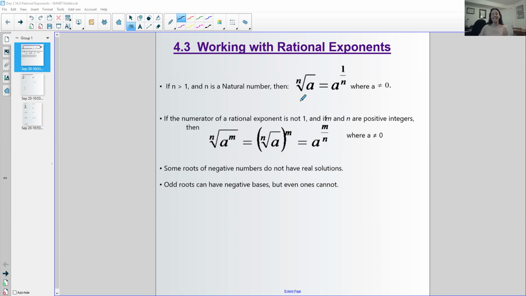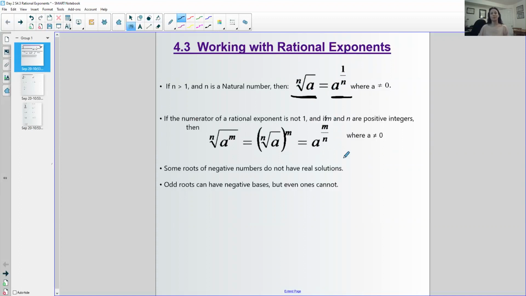It is essentially saying that we can write any radical or root as an exponent or as a power where the exponent is a fraction. So something with a root sign, if this is a 2, would be a to the exponent 1 over 2. If this was 3, it would be a to the exponent 1 over 3. So anything with a root sign is really a fractional exponent.